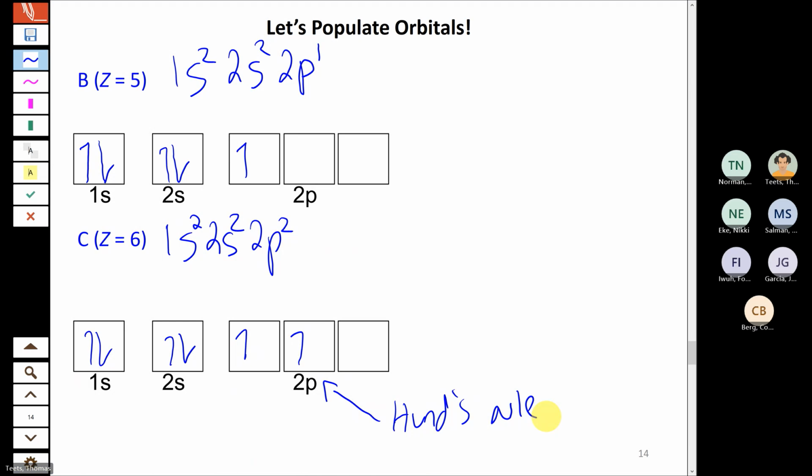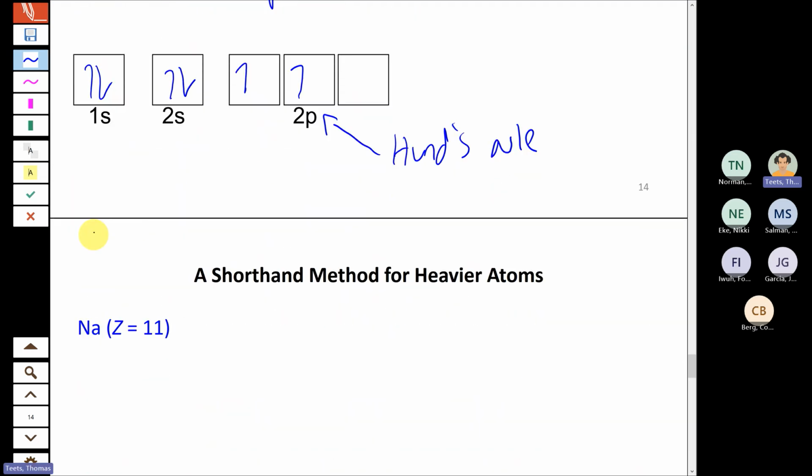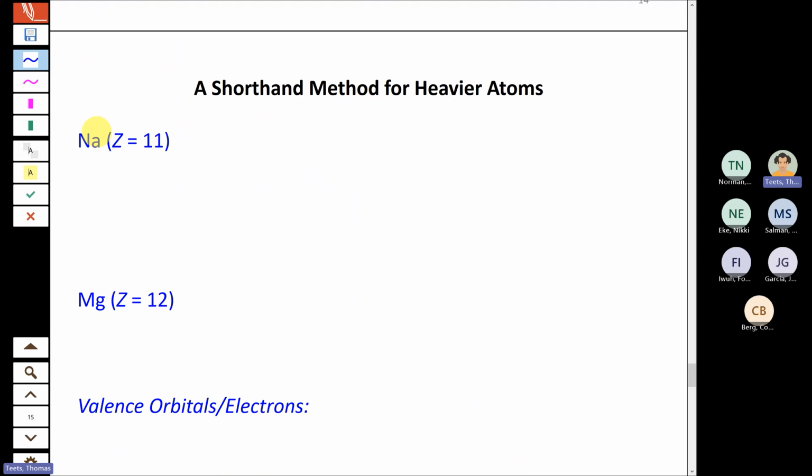Okay. Any questions on those simpler examples? All right. So what we're going to move on to now are some that are a little bit farther down and introduce a nice little shortcut method for this.